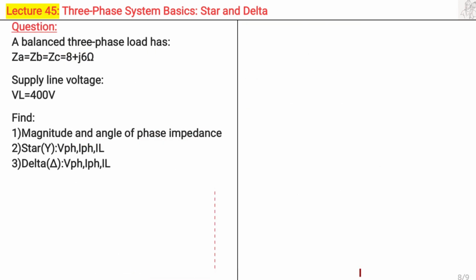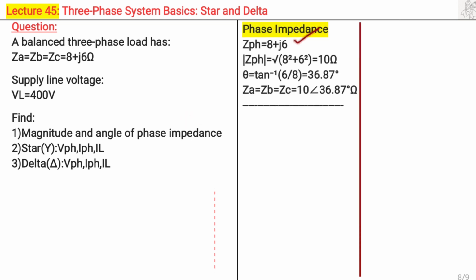So let's solve this question to further understand the concept. Here a balanced 3-phase load is given, having each impedance as 8 plus j8. The supply line voltage is 400 volts. The first question is to find the magnitude and angle of the phase impedance. So the phase impedance is 8 plus j6.